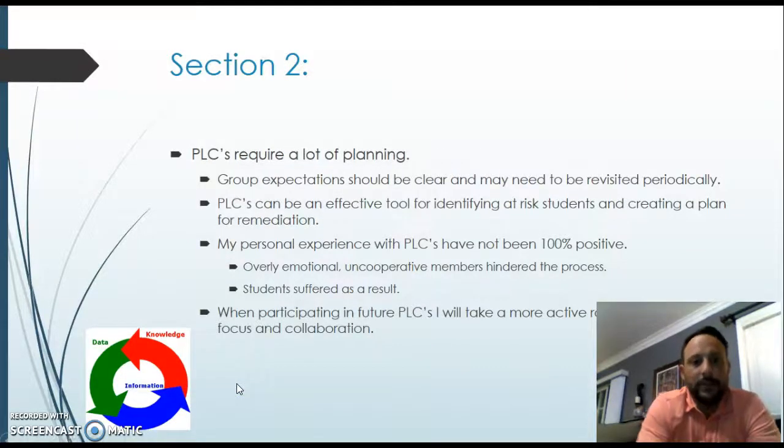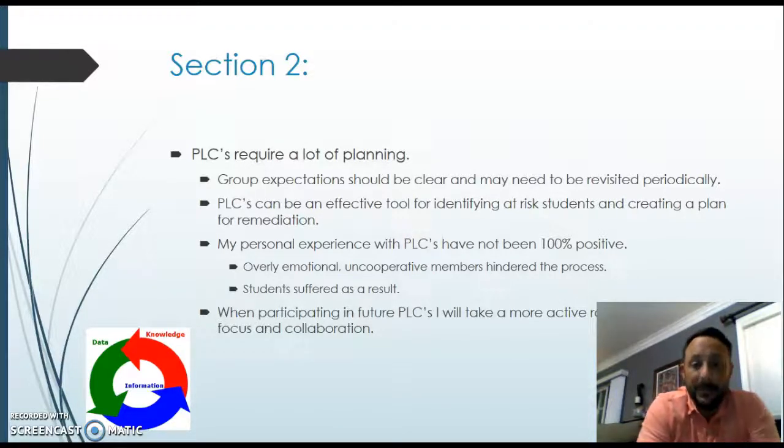Section 2, we're going to talk about PLCs requiring a lot of planning. They do. And when we do plan, group expectations should be clear and may need to be revisited periodically. Sometimes they just go to these PLCs and it's all kind of chaotic. People are complaining. People are just having sidebar conversations. It's not real effective sometimes. But as long as you have a clear agenda and clear expectations, it can be very effective.